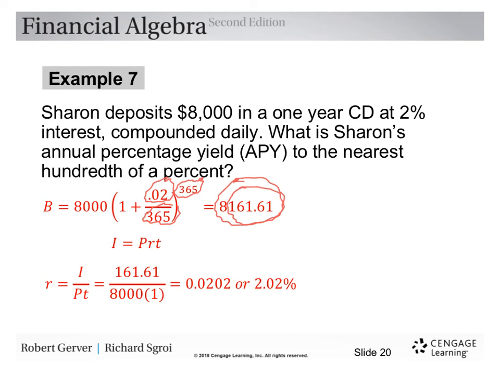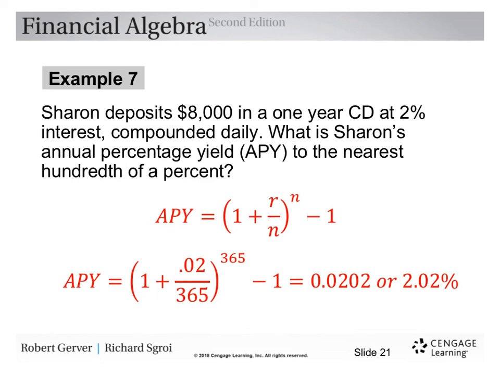Now, she started off with a balance of 8,000, so obviously the interest she's earned is $161.61. Now, if we use our simple interest formula, remember APY relates to simple interest. We've got I equals PRT. Well, we're trying to solve for annual percentage yield, or R. So R is simply equal to I divided by PT. I, we already figured that out. That's this 161.61. Our principal is $8,000. And we're only doing this for 1 year. So if we calculate it out, we come out with 0.0202, or the equivalent simple interest, or APY, is 2.02%.